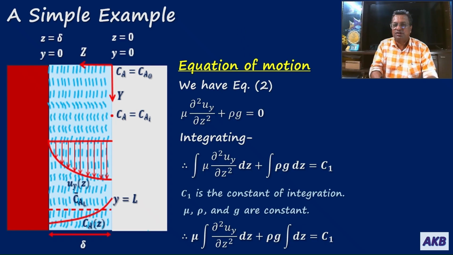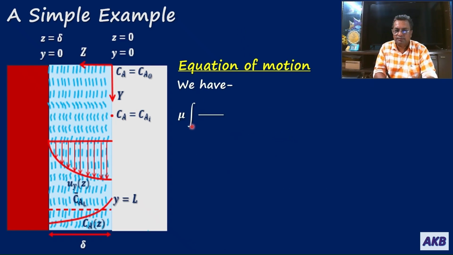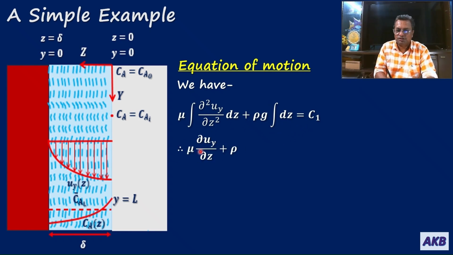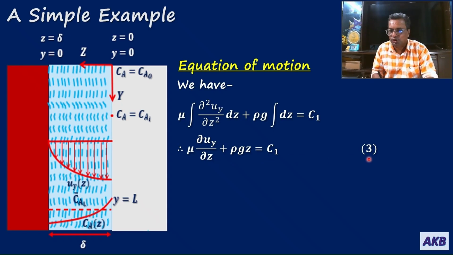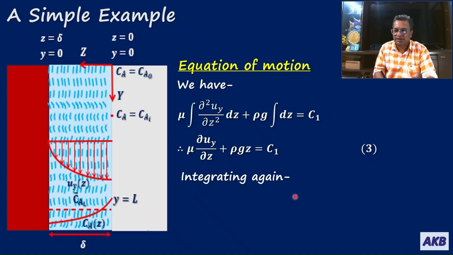Let us continue with this. So we got this mu into integration ∂²uy/∂z² dz plus rho into g into integration dz, that is equal to c1. So integration of ∂²uy/∂z² is ∂uy/∂z. So mu into ∂uy/∂z plus integration of dz is z. So it is plus rho g into z, that is equal to c1, and I am going to call this as equation number 3.